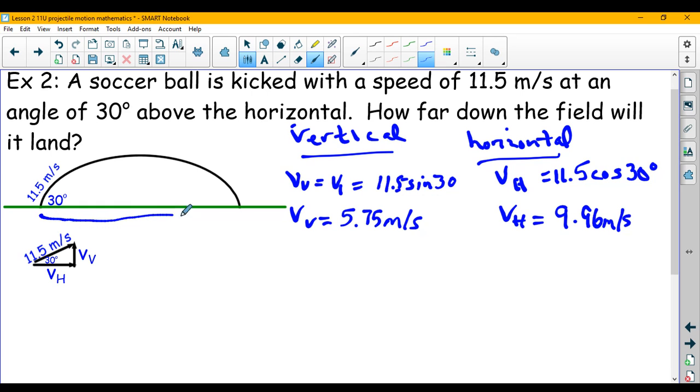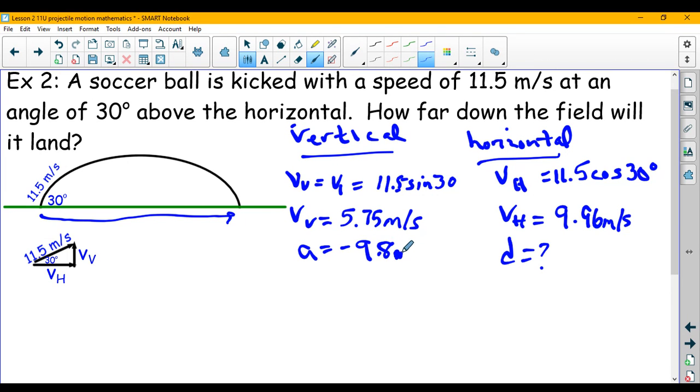Now I'm going to find my time up because my final answer is to find out this distance, but I can't find this distance, which is going to be the horizontal distance, without finding the time first. I just can't. So I know this is true vertically, and then I'm going to find out the rest of the information. I know if I look at this, it's going to go up, and when this 5.75 is true, it's going to start slowing down, which means vertically acceleration is negative 9.8.